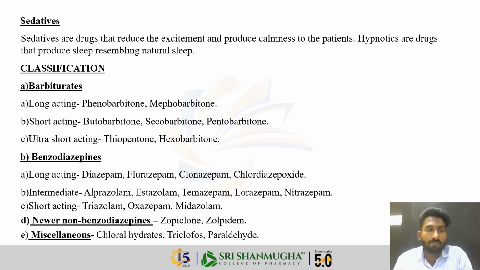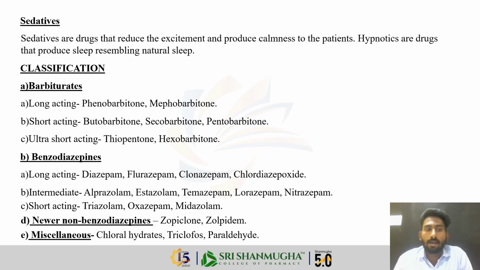So what is the classification of sedatives and hypnotics? Sedatives and hypnotics are dose dependent. They act as a sedative action or a hypnotic action. The first category is barbiturates. The barbiturates are divided into three parts. The first is long acting barbiturates, with drug examples phenobarbital and mephobarbital. And short acting, with examples butobarbital, secobarbital, and pentobarbital.